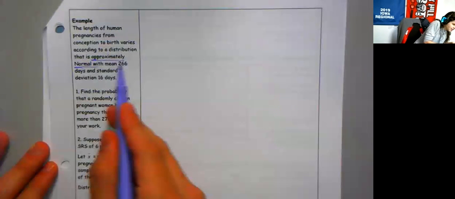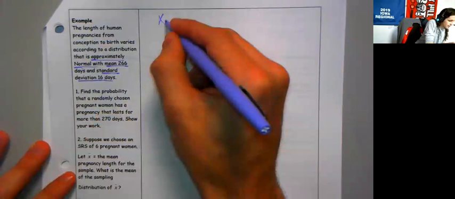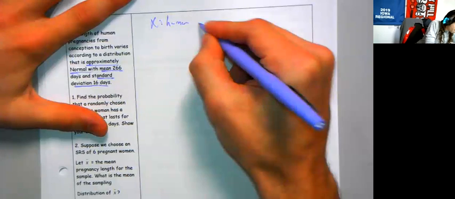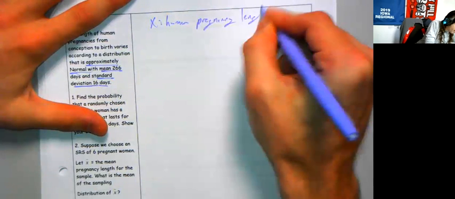Gestational period for human pregnancies is approximately normal with a mean of 266 and standard deviation of 16 days. Great. So we could say X is human pregnancy length, and X is distributed normally with a mean of 266, standard deviation 16.